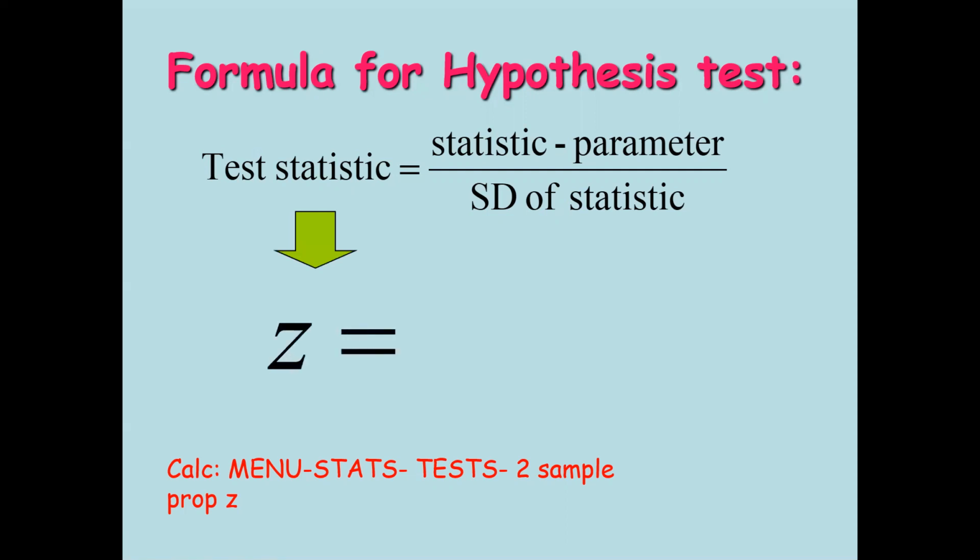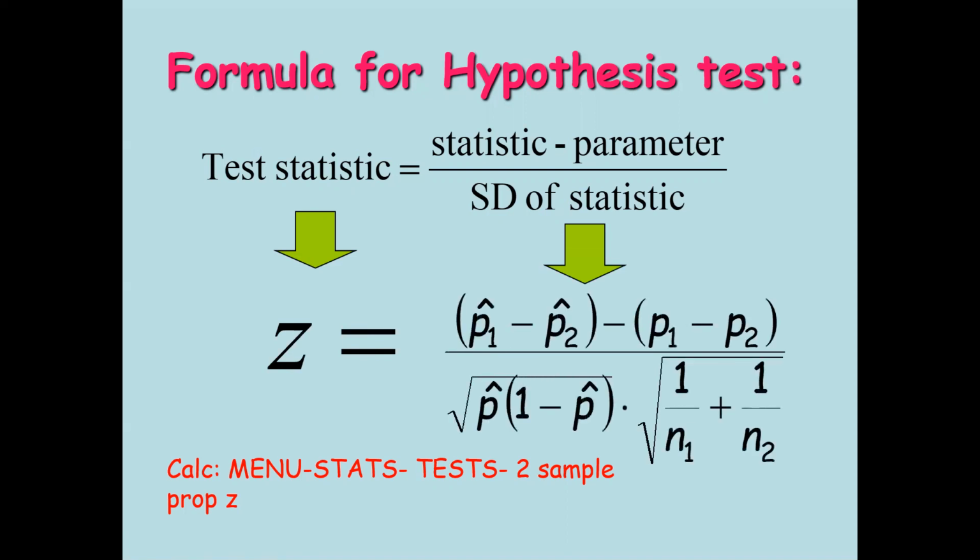If your test statistic is a z statistic, we're going to have p1 hat minus p2 hat minus (p1 minus p2), all divided by the square root of p hat times (1 minus p hat) times the square root of (1 over n1 plus 1 over n2). Again, this is a big, long formula. It is on your AP formula sheet. You don't need to memorize it. I would suggest using the calculator shortcut.